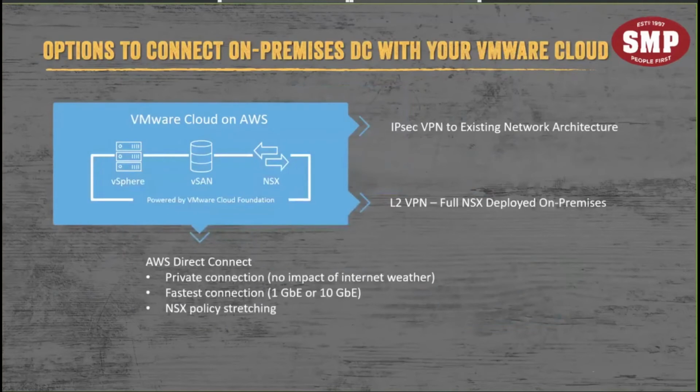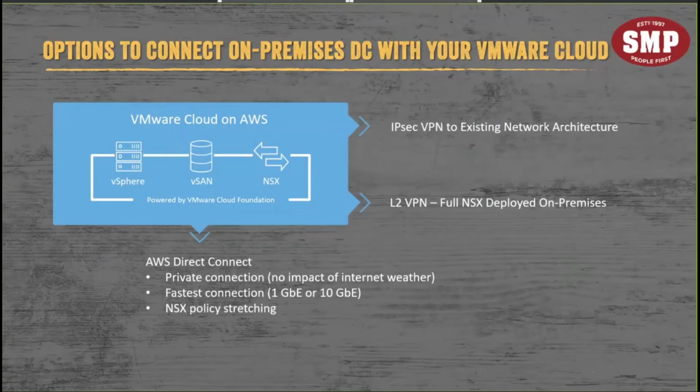All right, so here's where we're going to look a little deeper underneath the covers. If you take your VMware Cloud on AWS data center, you can see the three options. You've got your IPsec VPN to any existing network architecture. You've got a layer 2 VPN, fully NSX, so it's really nice from a full NSX deployed on premises. You can connect back into that. And the other side is the Direct Connect, like I said.